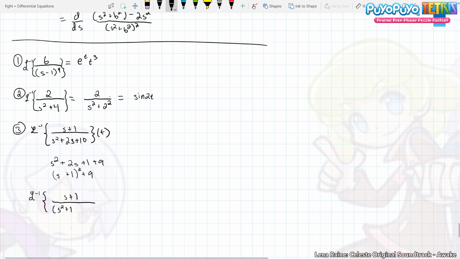Wait, sorry, I'm stupid. That's how you write it. Okay. So, if you remember the table, this is cosine. Well, since there's that plus one, that's an e to the negative t cosine. That's 3 squared, so 3t. Alright.